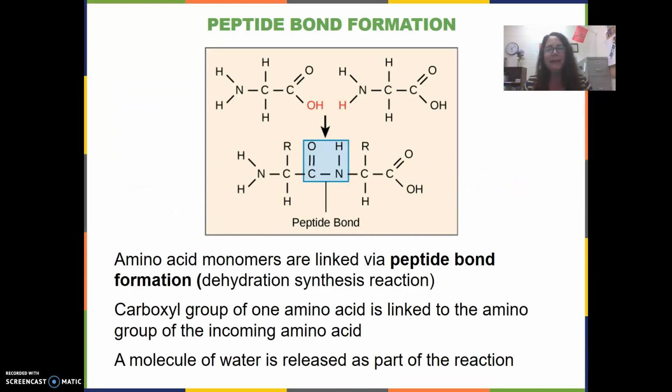When amino acids link together by a chemical bond, that linkage is called a peptide bond. In fact, the polymers of amino acids are called peptides, and then when the peptides undergo complex shape changes, they are then called proteins. So that's where we get the word peptide bond.